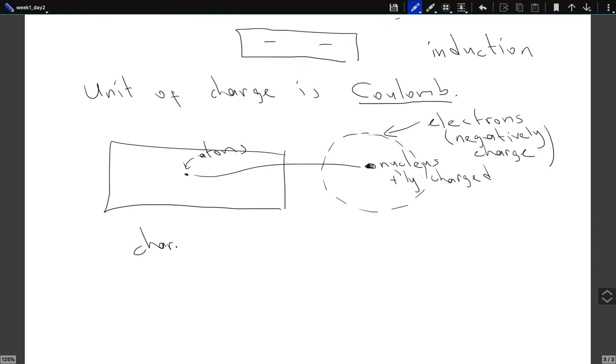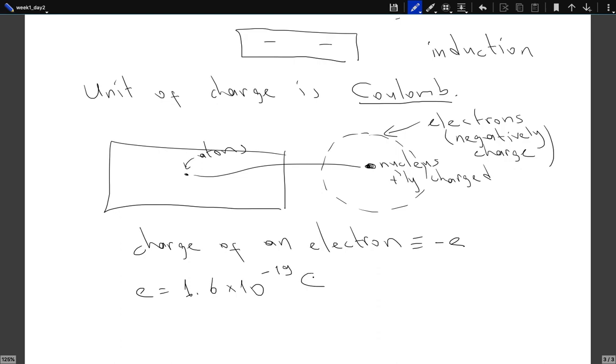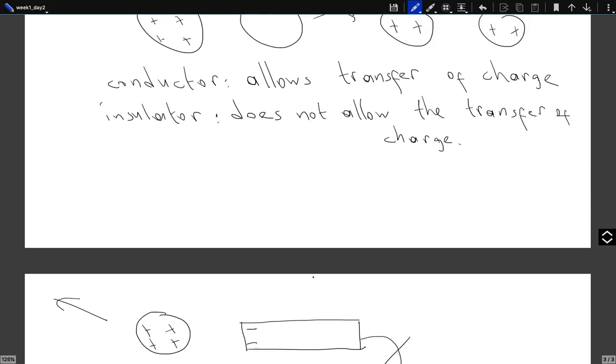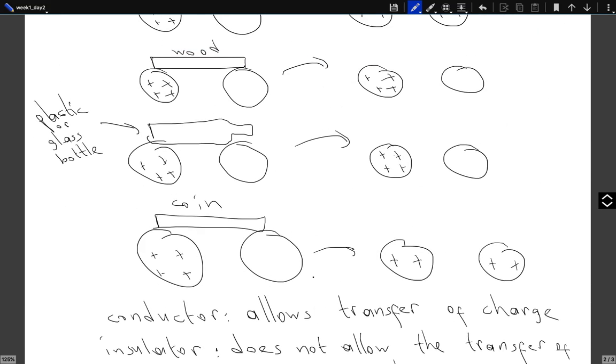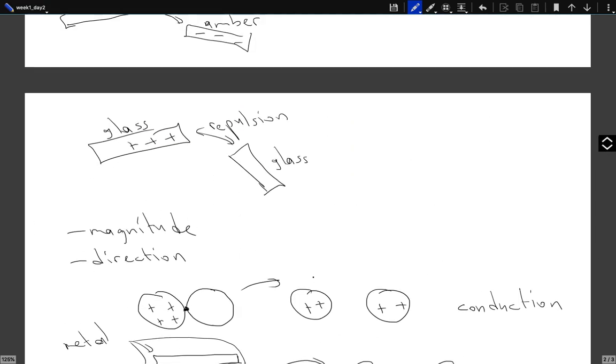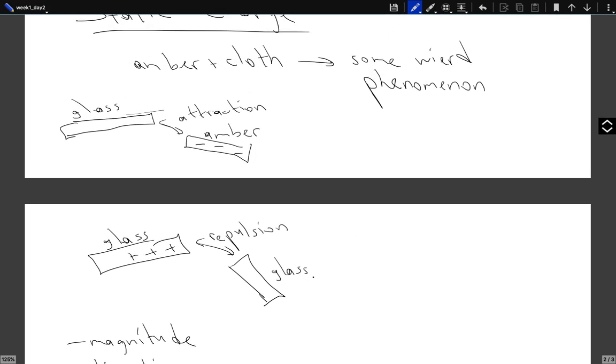And the charge of an electron is defined as minus E, where E is a constant times 10 to the power minus 19 coulombs. So the charge of an electron is quite small. So if you go back to all the previous observations, what we know, if you just pick up any material, like glass or amber or cloth, they're all made up of electrons and nuclei.